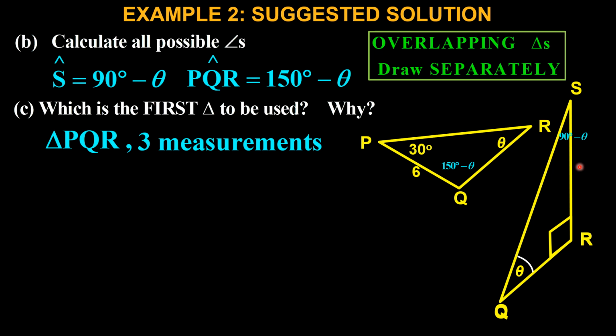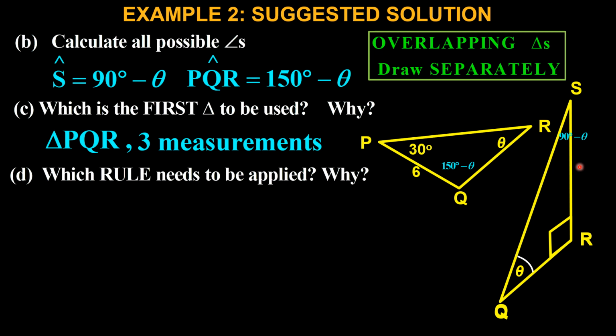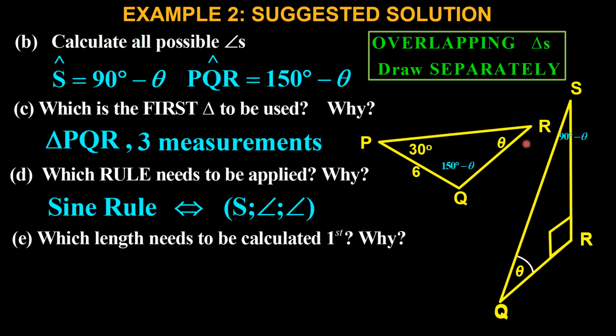And one of the sides needs to be given. Which rule do we need to apply? You can see there I've got angles and sides, so it's a side and two angles. I even have three angles, so that is the sine rule. It's a side and two angles, right? At least two angles. The third angle is just a bonus there.